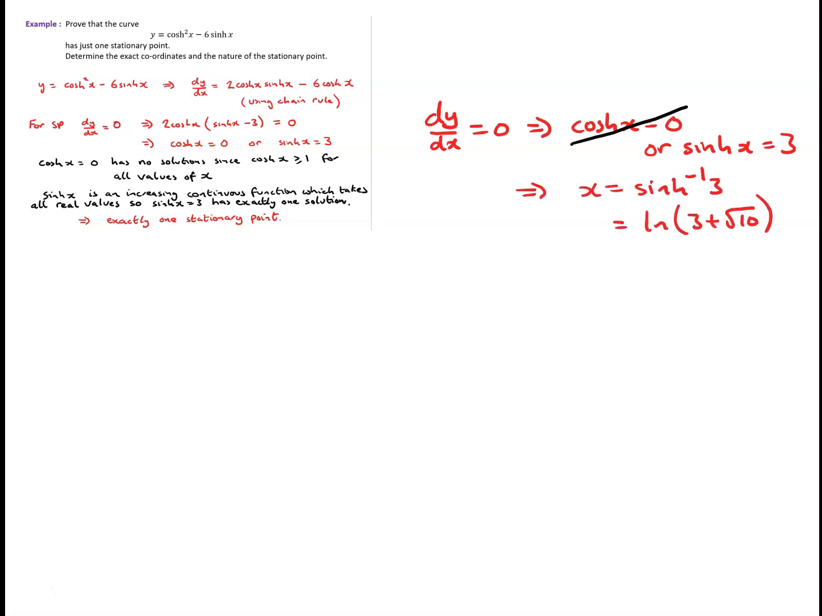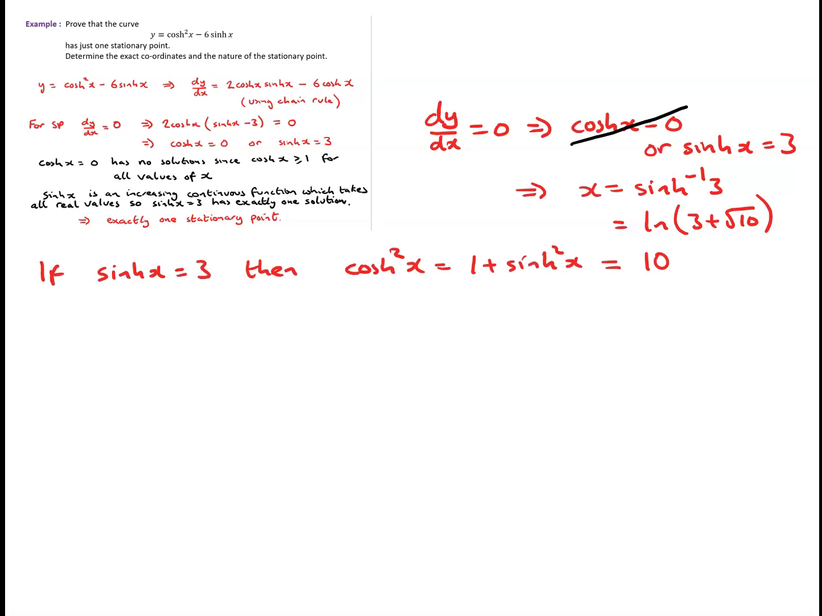So x must be sinh to the minus 1 of 3. And that, in its exact form, expressed as a logarithm, is the logarithm of 3 plus root 10. Remember that sinh to the minus 1 of a value is the natural logarithm of the value plus the square root of the value squared, add 1. So we've got the x value there is the logarithm of 3 plus root 10.